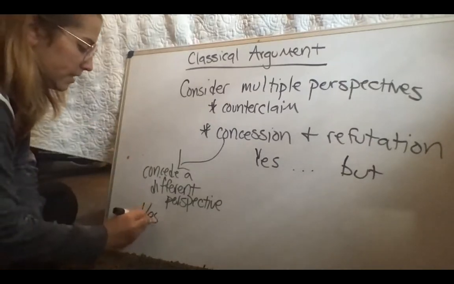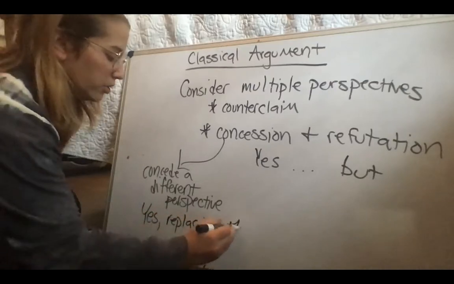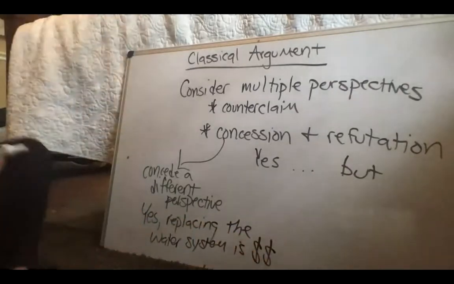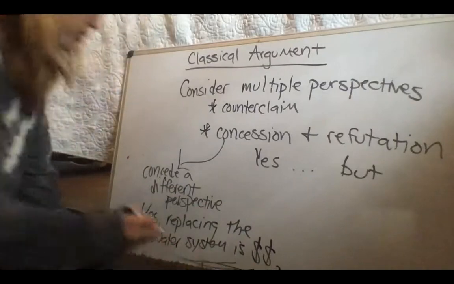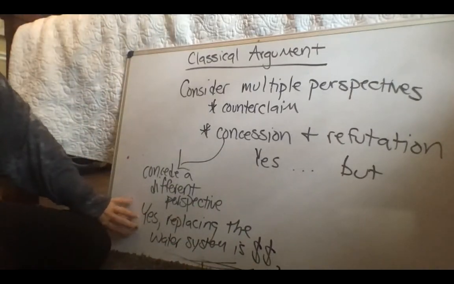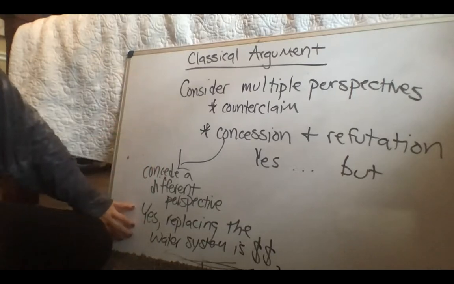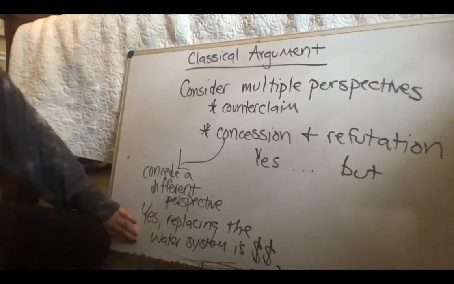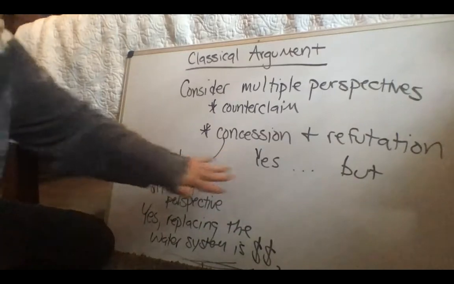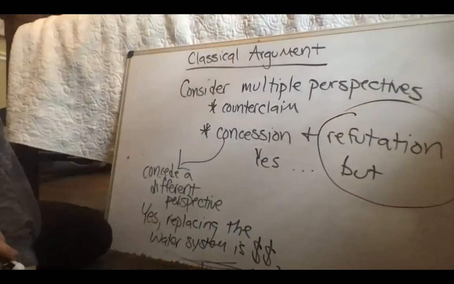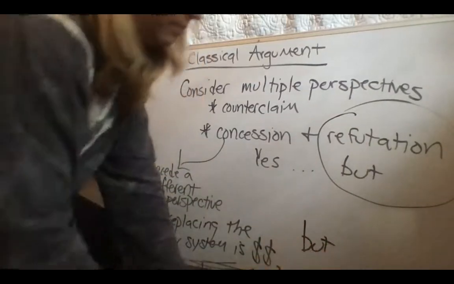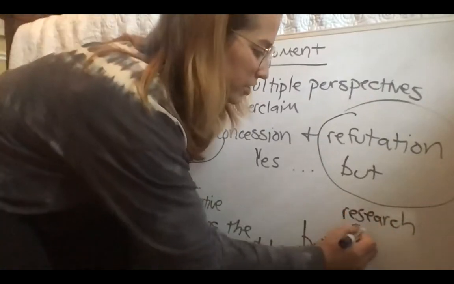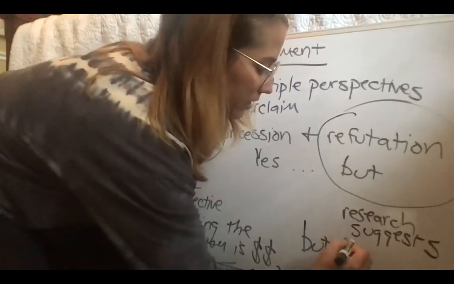She says, yes, replacing the water system is costly, right? So she's admitting, especially to those in power who are trying to use this as an excuse to keep the water like it is and to hide the blood lead levels research and all of that. She's admitting, okay, it is expensive, right? She is conceding that point, but she does not stop there. A concession is nothing in argumentation without the refutation, okay? But research suggests, so we always love that our refutations be factual, right? Research suggests these huge health risks.